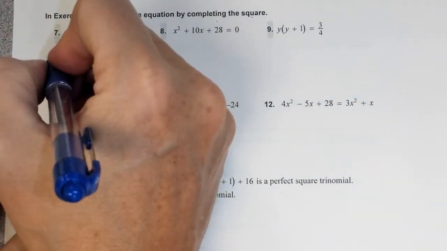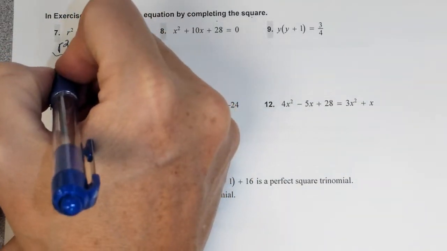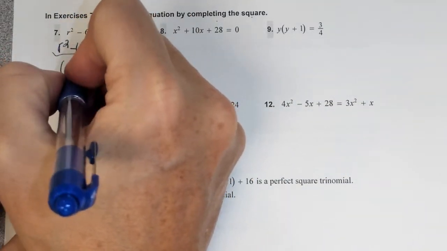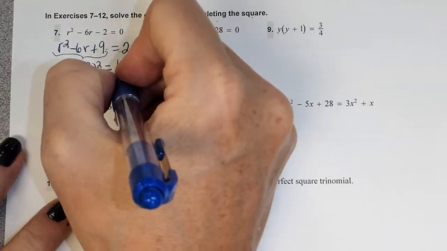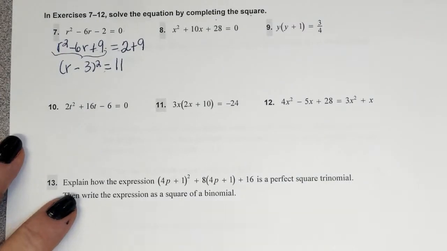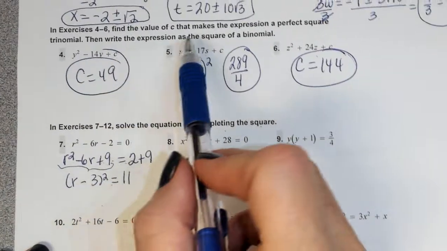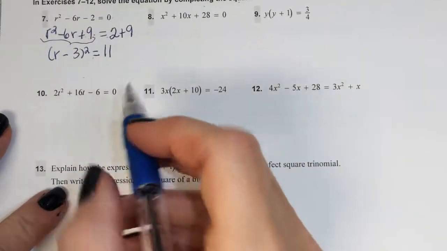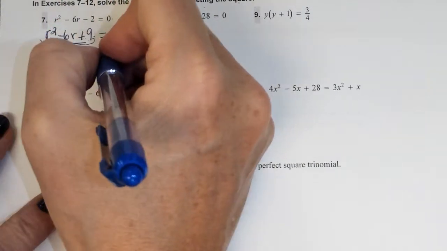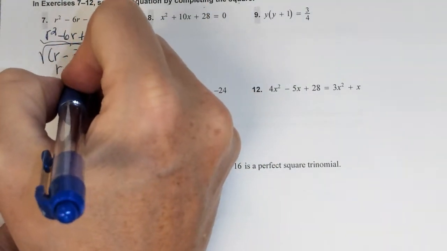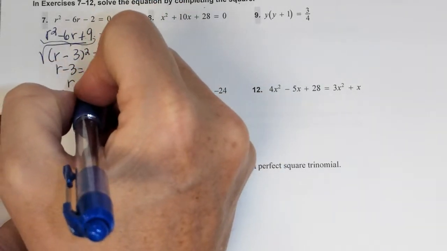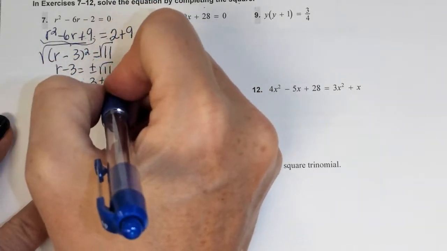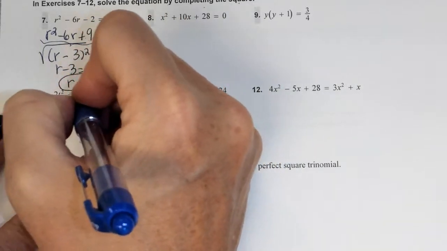So now to finish, how does this factor? I do the square root, the first sign, the square root. 2 plus 9 is 11. And now we're just back to these kind of problems that we did up here, where I'm going to take the square root of this side, the square root of that side. R minus 3 equals plus or minus radical 11. So R equals 3 plus or minus radical 11.